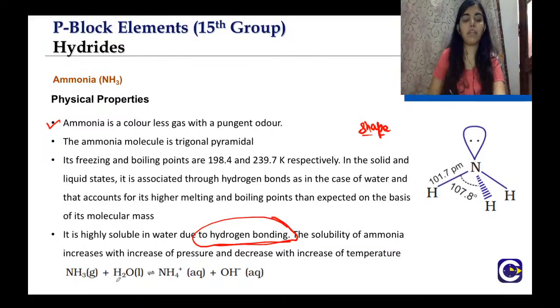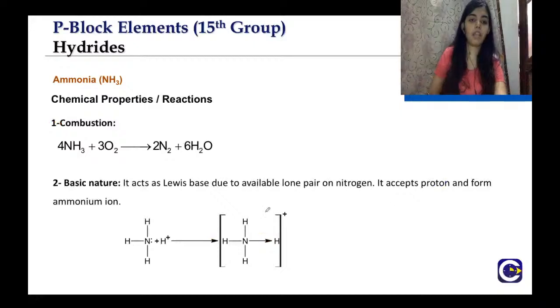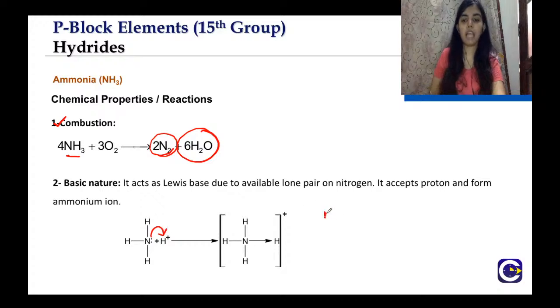So if you treat ammonia with water or dissolve ammonia in water, basically what do we get? NH4OH, ammonium hydroxide. Now chemical properties: combustion of ammonia will give you what? Nitrogen plus water. Now basic nature we have already done, that it is a Lewis base and basically it attacks the acid, that is the H plus, and forms the ammonium ion NH4 plus.